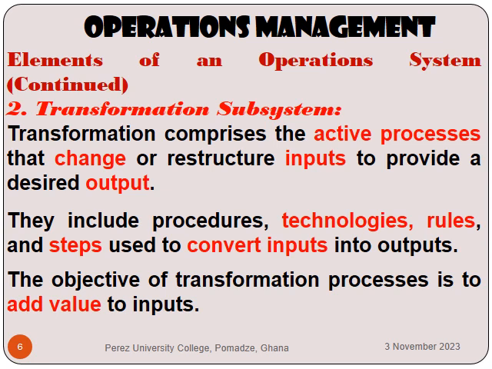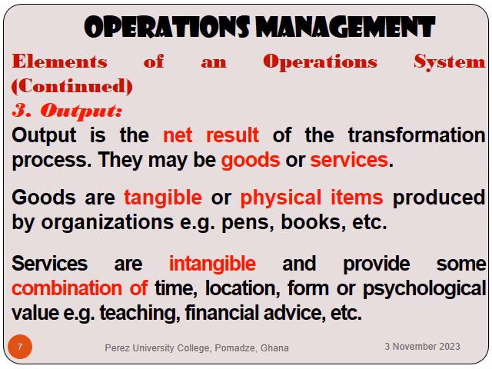Transformation involves the application of processes, technologies, rules, steps, among others, to transform inputs into a desired output. The objective of transformation is to add value to inputs. Several types of transformation may take place in a system, including physical transformation, exchange transformation, and locational transformation. After transformation, an output is generated.